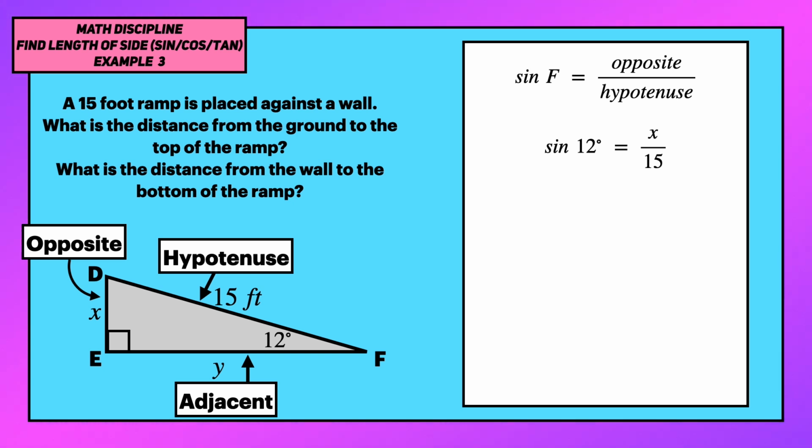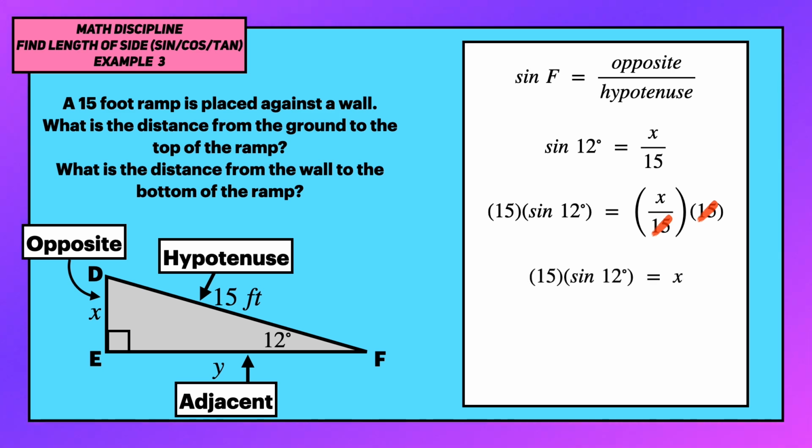In order to isolate our x variable, we are going to move the 15 to the left side of our equation by doing the opposite of dividing by 15, which would be multiplying both sides of our equation by 15. Or you can just think of it as moving 15 to the left and doing the opposite of division, which is multiplication. So x is equal to 15 times the sine of 12 degrees.